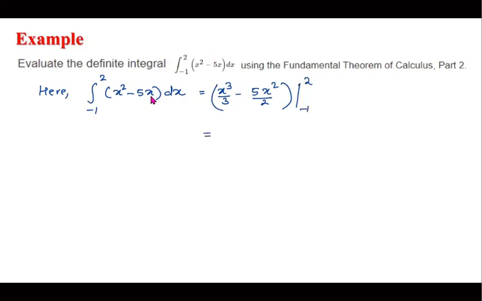So if we use the fundamental theorem to evaluate that, we plug in the upper limit, we subtract and plug in the lower limit. If you plug in 2, 2 cubed is 8 over 3. Okay, 8 over 3 minus, if you plug in 2, 2 squared is 4, 4 times 5 is 20, 20 divided by 2 is 10, minus, subtract and plug in the lower limit. If I plug in -1, that will be -1 cubed, which is -1 divided by 3. And then if I plug in -1 again, -1 squared is 1, 1 times 5 is 5 over 2, so minus 5 over 2.